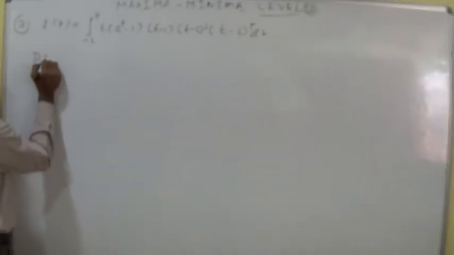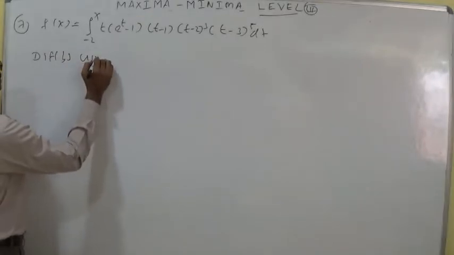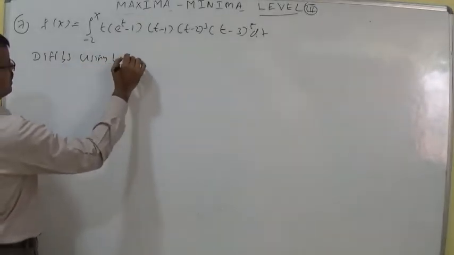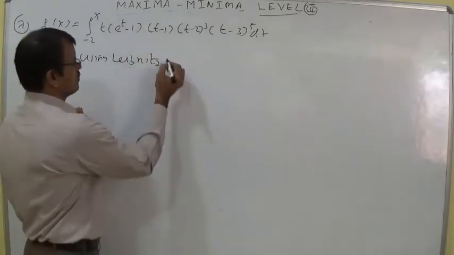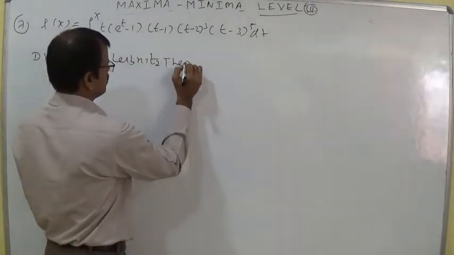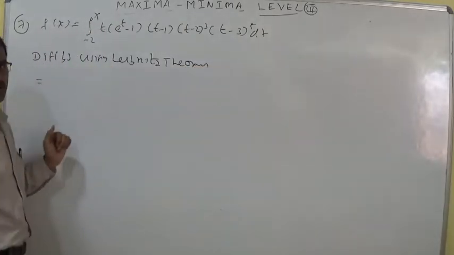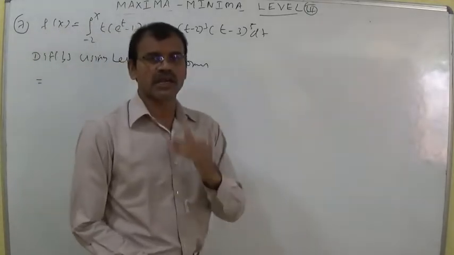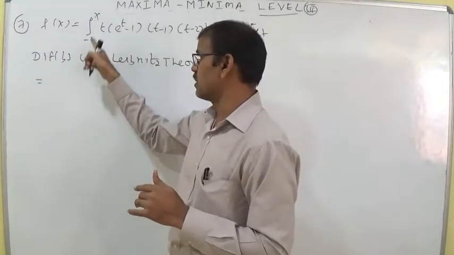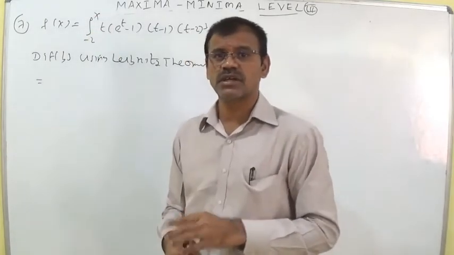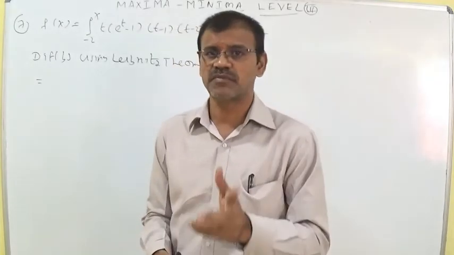Differentiating both sides using Leibniz theorem, as I already said. Leibniz theorem is: the derivative of the integral from phi of x to psi of x of f of t dt is equal to f of psi of x into d by dx of psi of x minus f of phi of x into d by dx of phi of x.